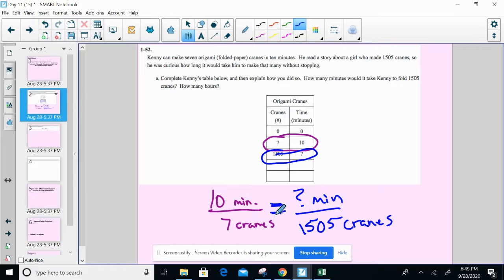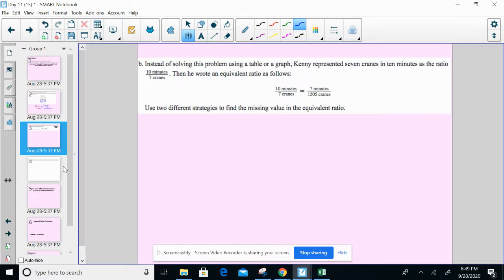When we do that, make sure the minutes match up. If you set up a fraction, 10 minutes over 7 cranes equals question mark minutes over 1,505 cranes. All right, I set up the fraction, and then here, just make sure they match up.